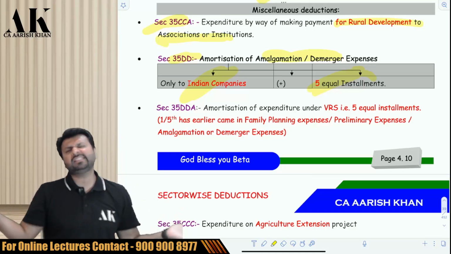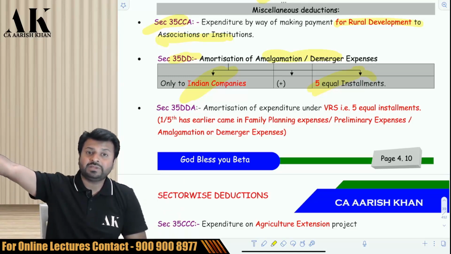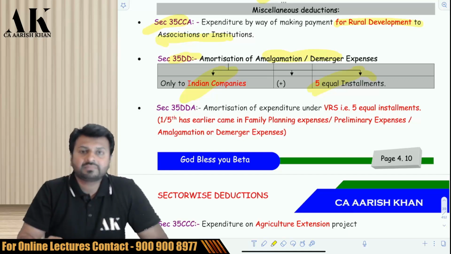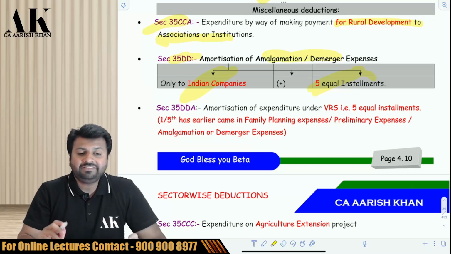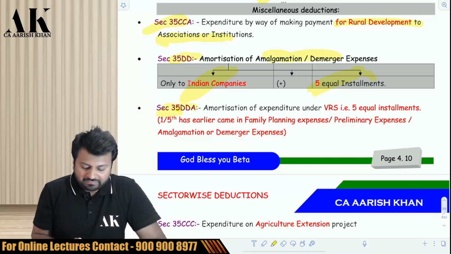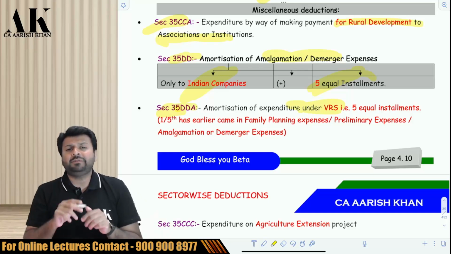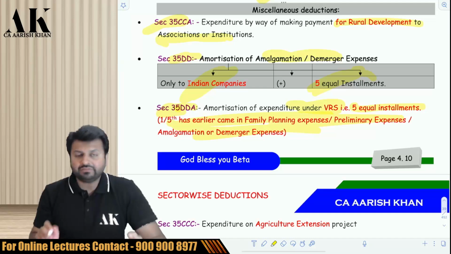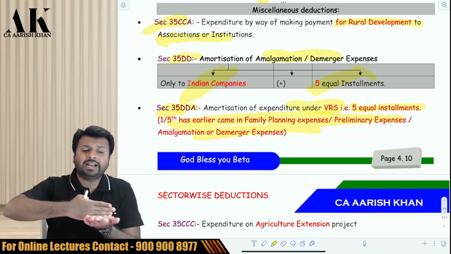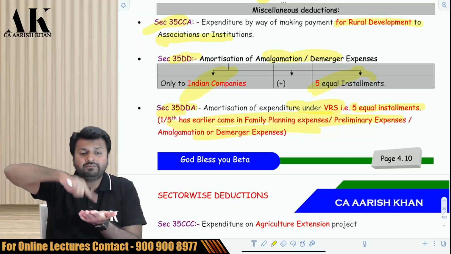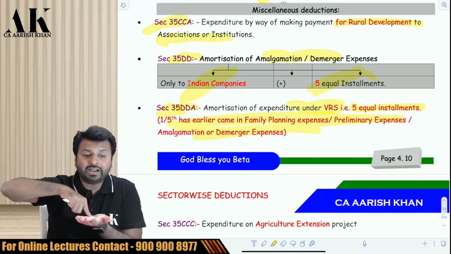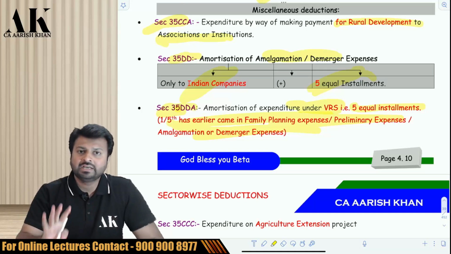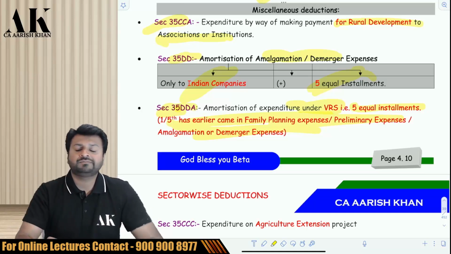So, sir, in which all sections is there an amortization? For that, there is an interlinking of PGBP chapter which is coming later, which I have said about just some time before in this lecture itself. Right? 35DDA, amortization of VRS expenditure, voluntary retirement expense. It will also be allowed in 5 equal installments, not in one single shot. And in the bracket also I have written which all expenditures are allowed in 5 equal installments. We have learned capital expenditure on family planning. We have learned preliminary expenses on previous pages. We have learned just now amalgamation or demerger expenses in the above line. And now VRS expenditure. These are the 4 expenditures where there is a 1/5 deduction.